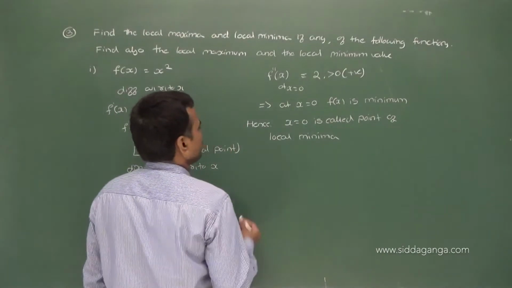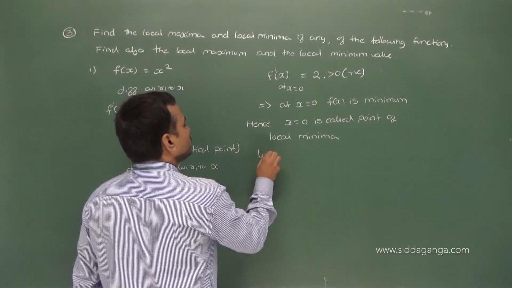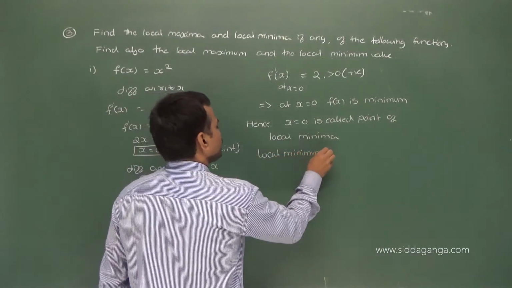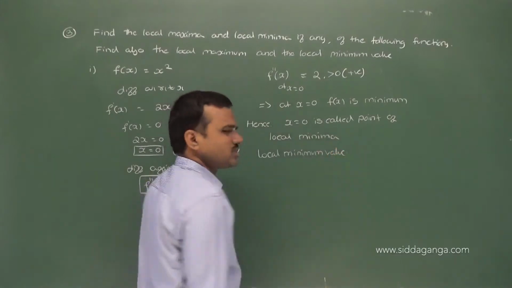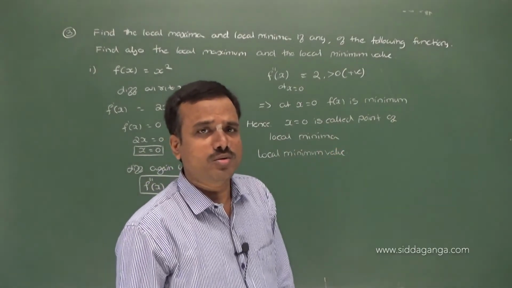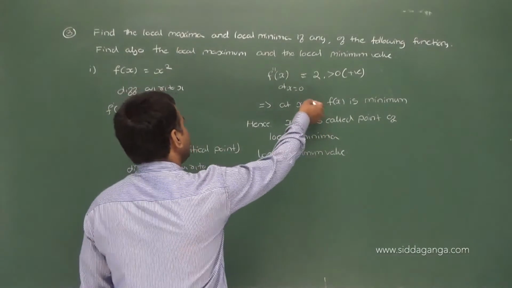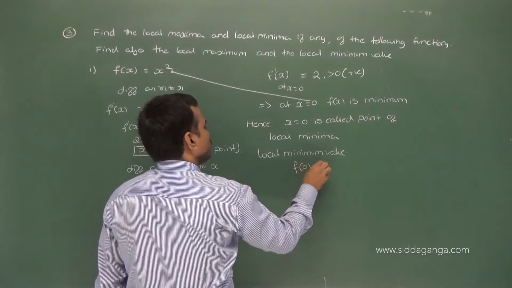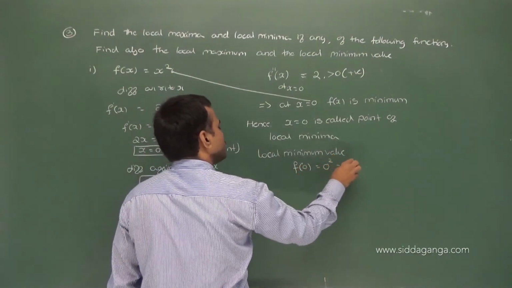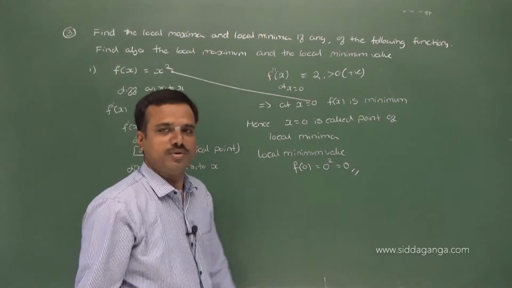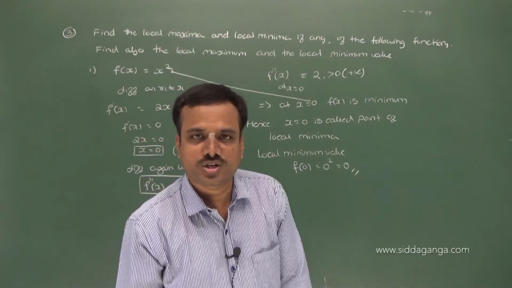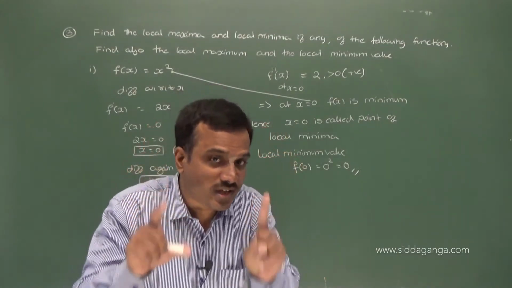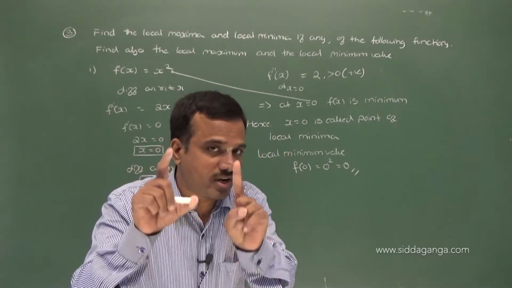So next, what do we find? The local minimum value, or just simply the minimum value. What we do? We substitute x is equal to 0 in the function. f of 0 is 0 square, which is equal to 0. Lucky number. 0 square is equal to 0. So this is using the second order derivative test.